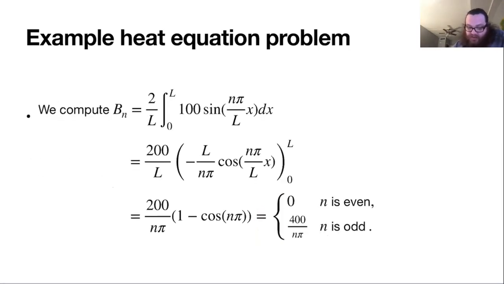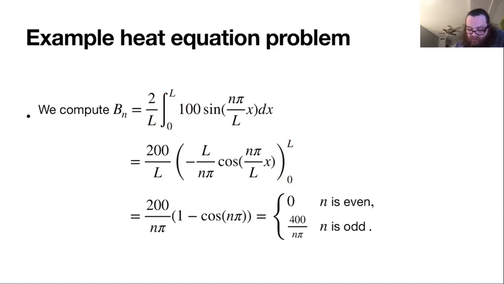Carrying out that integration, the antiderivative of sine of n pi over L x is minus L over n pi cosine of n pi over L x. You can check this by taking the derivative of this; you should end up with that. The 100 has been pulled out to get 200 over L. The bounds of integration are 0 and L, so that's where those bounds come in. And so we plug in the bounds.